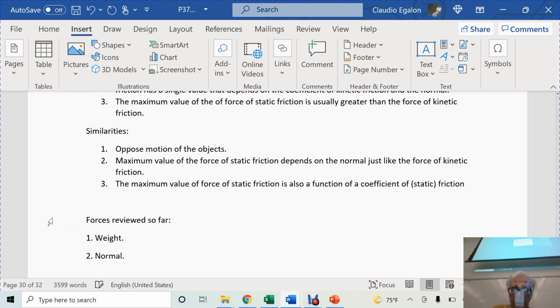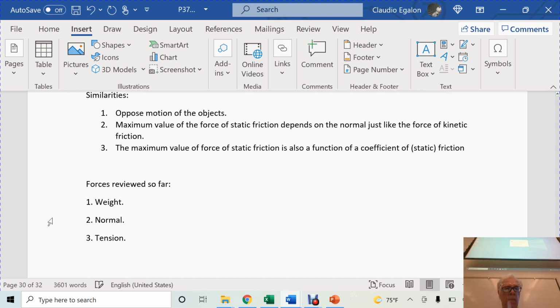Okay, then we talked about each other. Here you go, and let's make a demonstration, right? Do you see any force here other than those two that I mentioned? Tension, yeah. Tension. And that was all, right? We didn't have any other force, right?